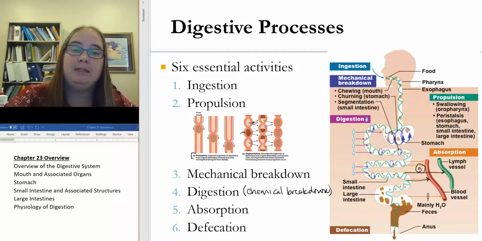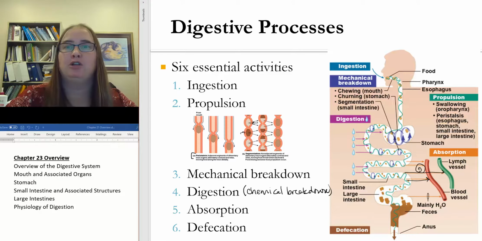The last thing is we need a way of getting rid of the byproducts of digestion. Now, I don't necessarily mean byproducts; there are certain things that we are unable to digest. So we have to have a way of getting rid of the undigestible material, and we do this through the process of defecation. Defecation is just a fancy word for pooping.